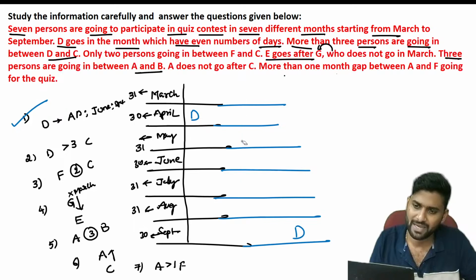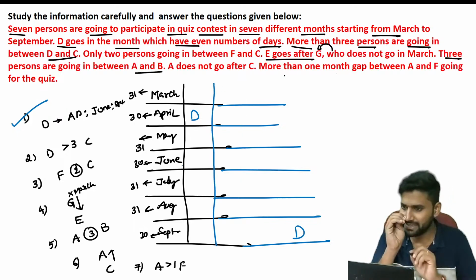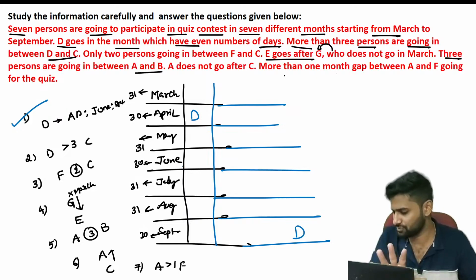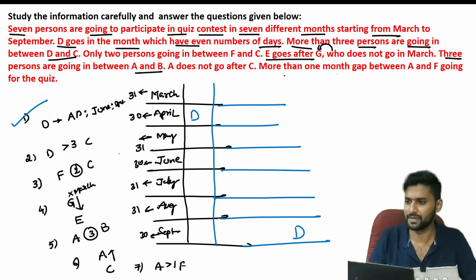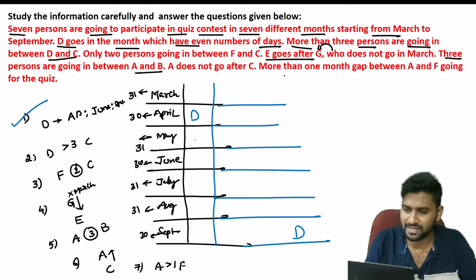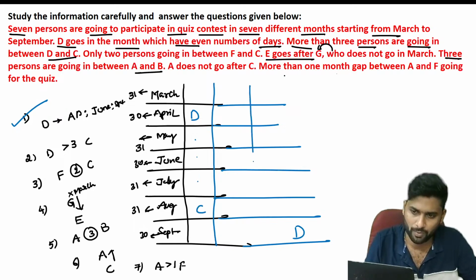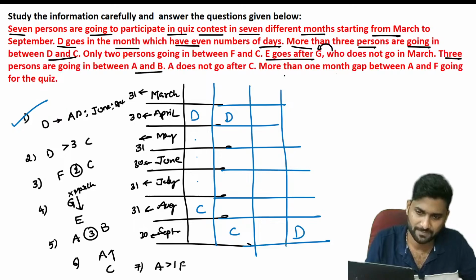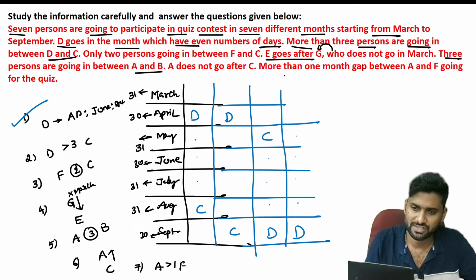So D can be April or D can be September, and D is not in June. So there is no possibility for June. Now more than three: 1, 2, 3, guys. C can be August. We have one more possibility. If I fix D here, C can be September. Again, we have 2 more possibilities here. If I take 1, 2, 3, C can be here. Or 1, 2, 3, so C can be here, and we cannot place it in March.